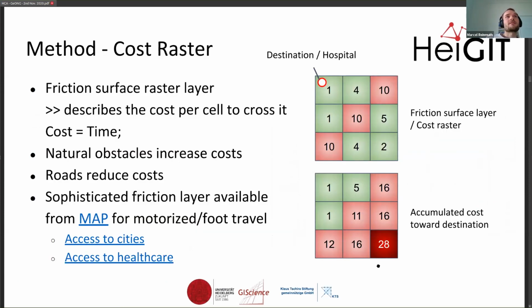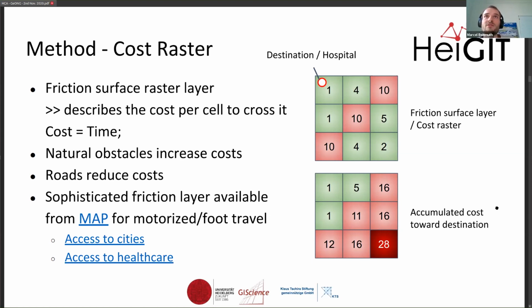Okay, next method, cost raster. This is a more traditional approach to measuring access. So first of all, you need a friction surface raster layer. This is basically a raster in which every cell represents the cost to cross the cell. And in our model, cost means time. So if you have a look on the right side on this slide, each cell, let's say these are minutes, represents the minutes you need to cross this cell.